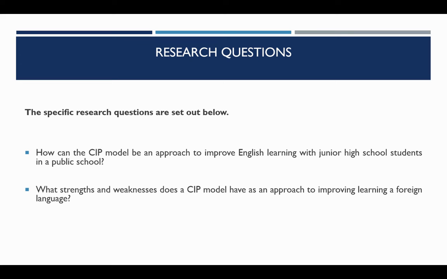Okay, and then we move on to the research questions. The specific research questions are set out below. And first of all, how can the CIP model be an approach to improve English learning with junior high school students in a public school? Okay, I repeat the question. How can the CIP model be an approach to improve English learning with junior high school students in a public school? And the second research question is what strengths and weaknesses does a CIP model have as an approach to improving learning a foreign language? I repeat the question. What strengths and weaknesses does a CIP model have as an approach to improving learning a foreign language?